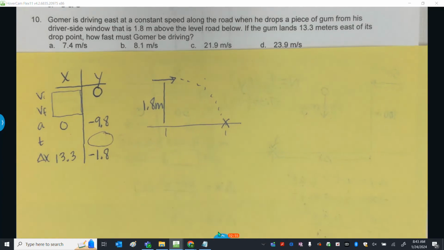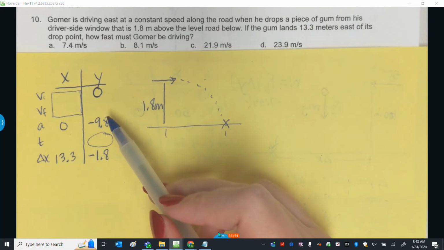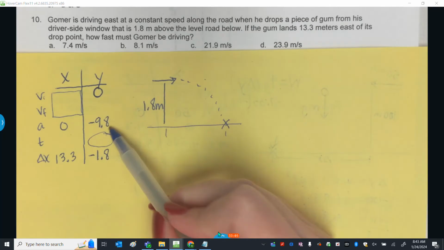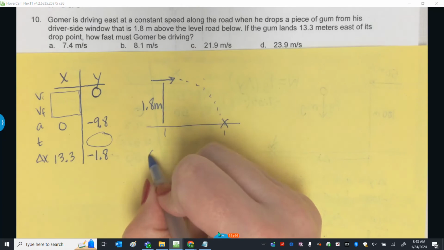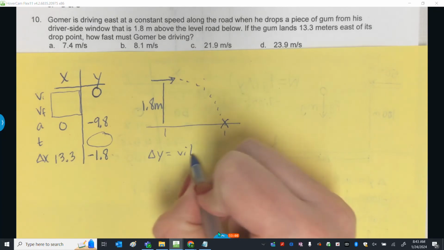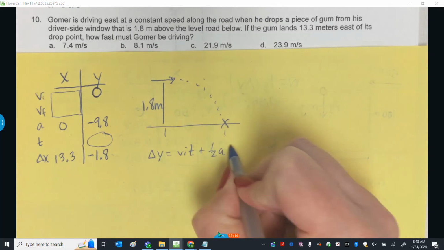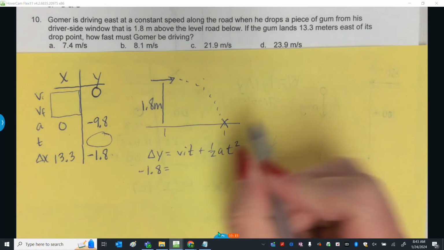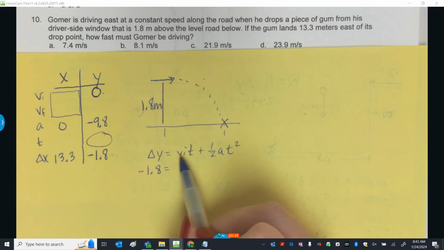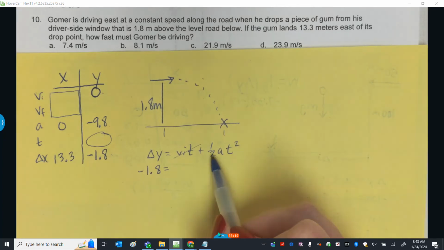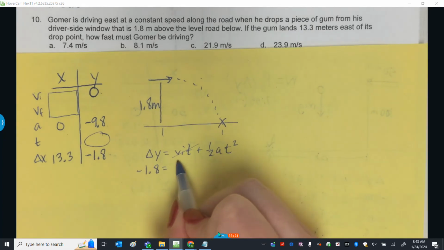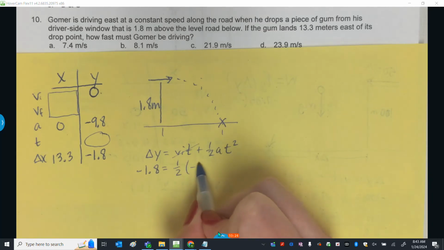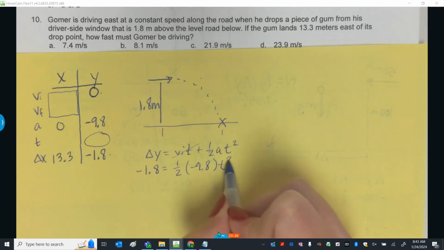And then once we find the time, we can solve for his velocity horizontally. So for the time, I have VI, A, and delta Y. I'm going to use this equation: delta Y equals VIT plus 1/2 AT squared. If I substitute in, my delta Y is negative 1.8. My VI is 0, therefore VIT is 0, and I'm adding 0, so I'm not going to bother even writing that. I'm just going to write 1/2 times negative 9.8 times t squared.